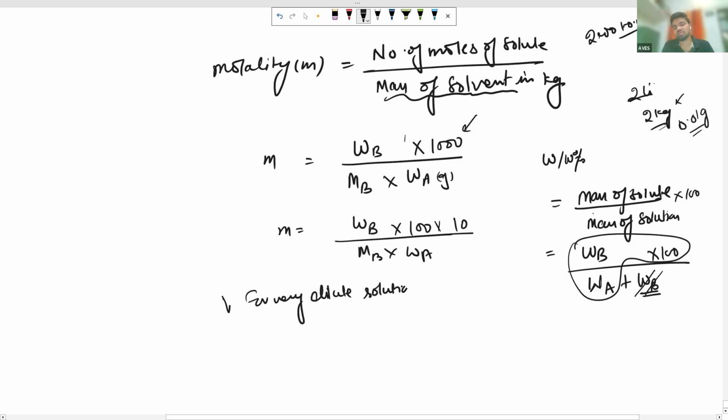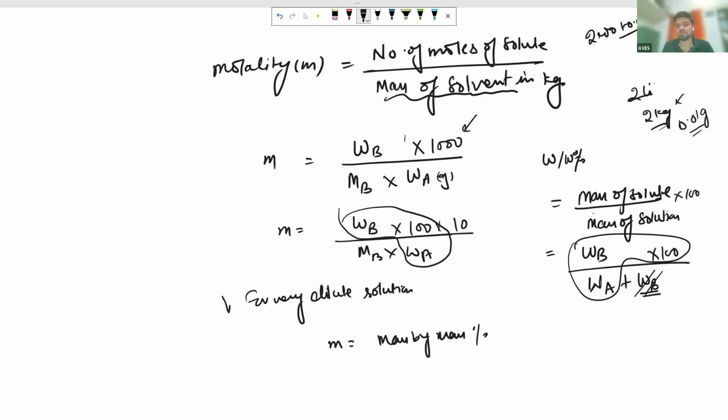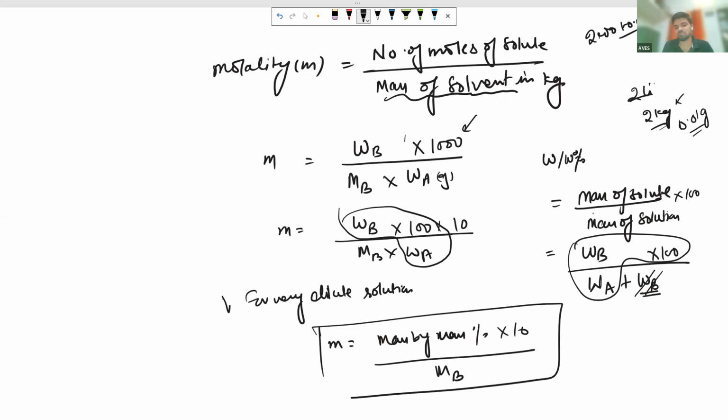For a very dilute solution, we can simply say that molality will be equal to the mass by mass percentage into 10 upon MB. Note it down, please. Yes, sir. Noted it down, sir.